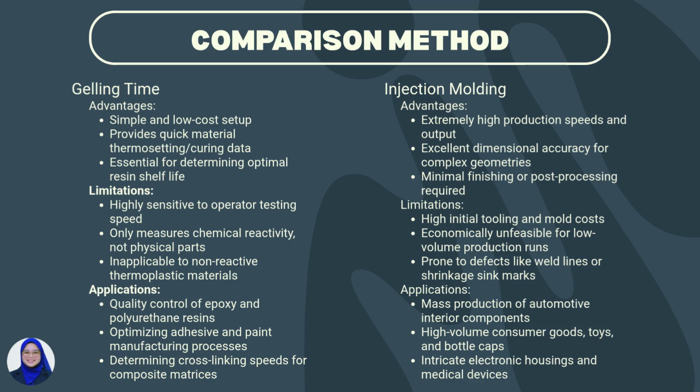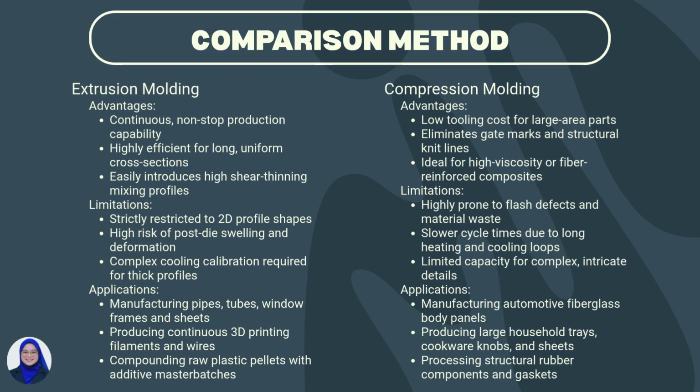Next, let's move to mass production with injection molding. Its biggest advantage is sheer speed and incredible dimensional accuracy for complex shapes. The limitation: the initial mold tooling is very expensive, making it a poor choice for low volume. If you look around you, almost every high volume consumer product, toys, or automotive interior part is made using this exact method.